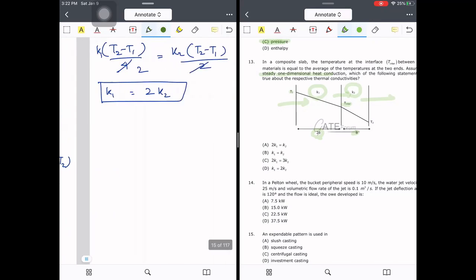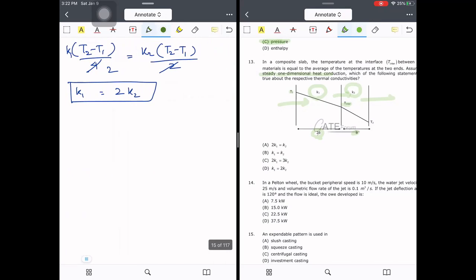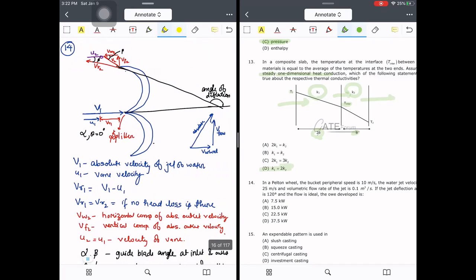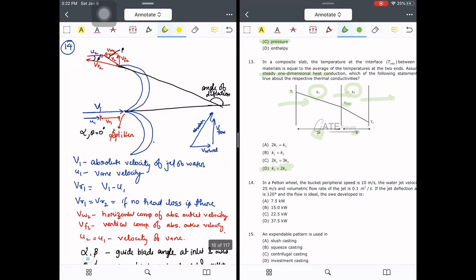Then the thermal resistance for the second thickness will be B by K2. If I simplify it, we can see that K1 is equal to 2K2 is our answer. You need to simplify it to get it. So the relation is K1 equal to 2K2, option D.